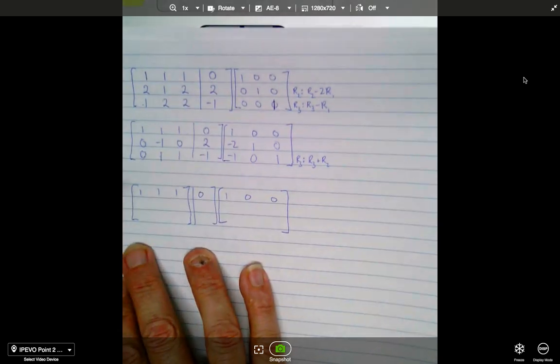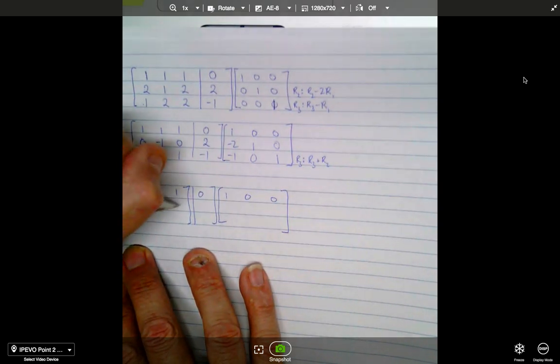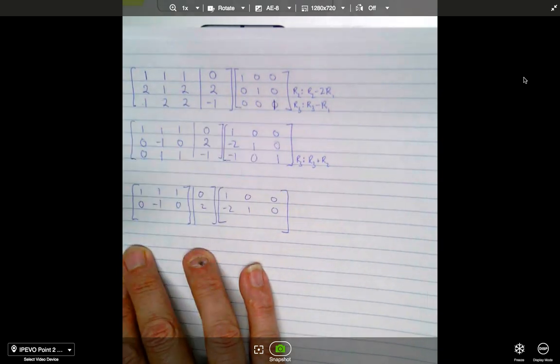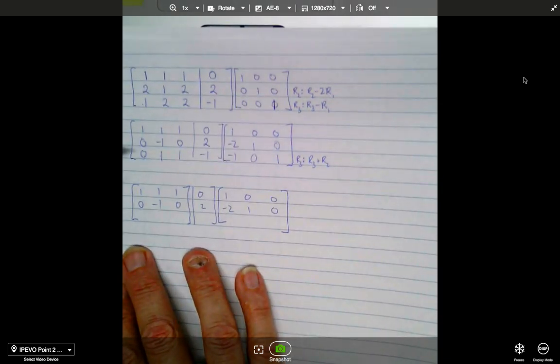Oops, that shouldn't be there. And I'm not touching the second row: 0, minus 1, 0, 2, minus 2, 1, 0. All I'm doing is operating on the third row. So the third row becomes row 3 plus row 2, which is 0.